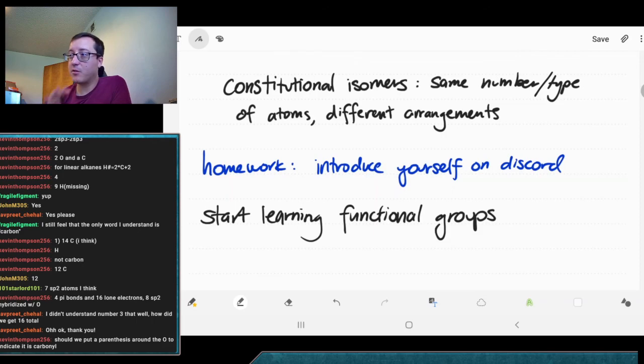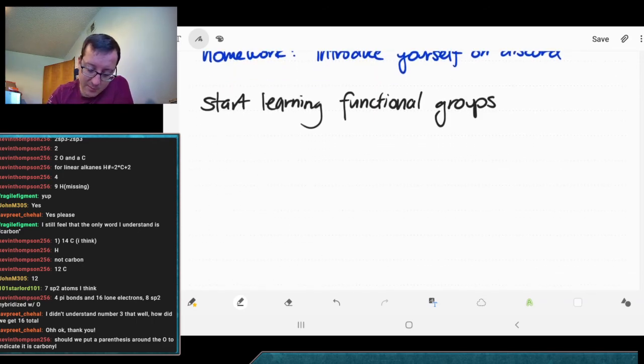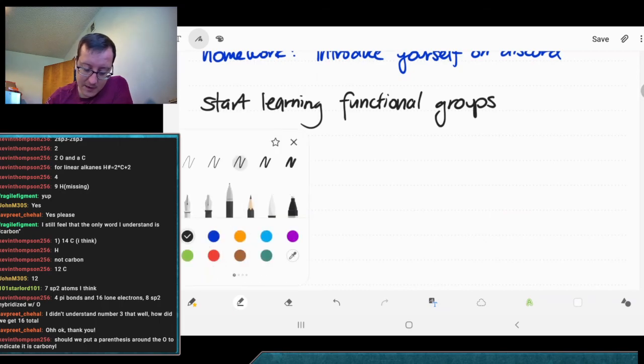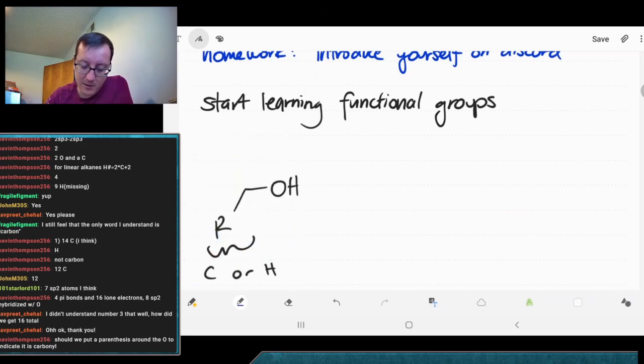I'm going to throw the chart up there, and I'm going to very quickly explain what it means. So you're going to see something like this. It'll say ROH, like that. R typically is carbon or hydrogen, just anything really. If it has this OH sticking off of a carbon like that, that's what's called an alcohol.